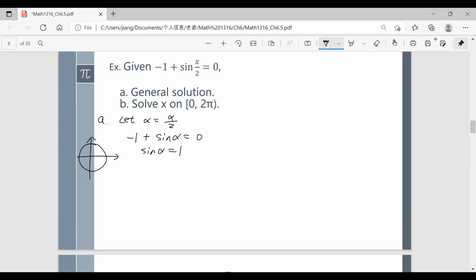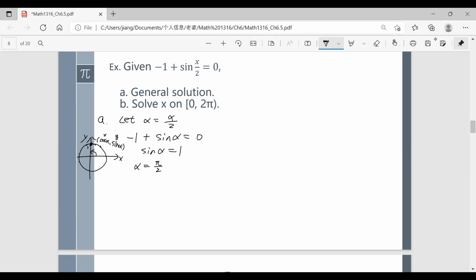On the unit circle, every point is cosine alpha, sine alpha. So cosine alpha is the x value, sine alpha is the y value. This is y, this is x on the xy plane. So sine alpha equals 1 means the y value equals 1, that means the y value from here to here is 1. That means the angle is from here to here, so alpha equals pi over 2. So this is the alpha.